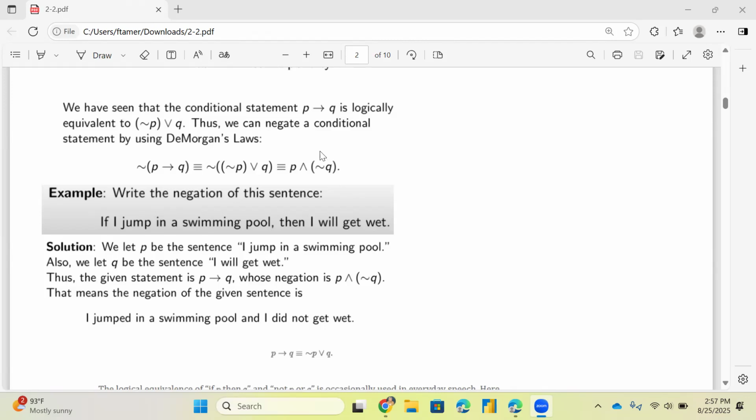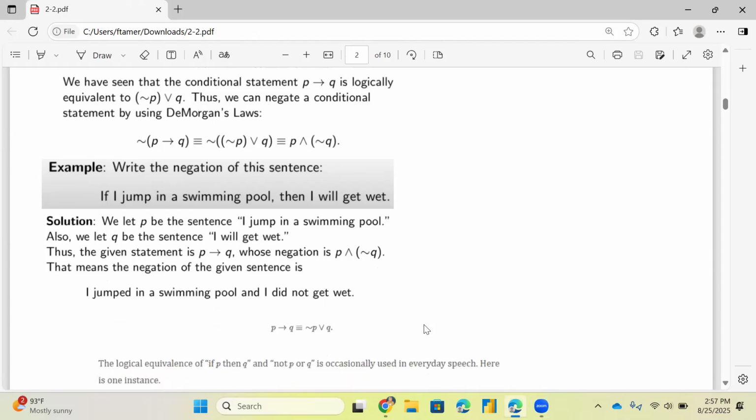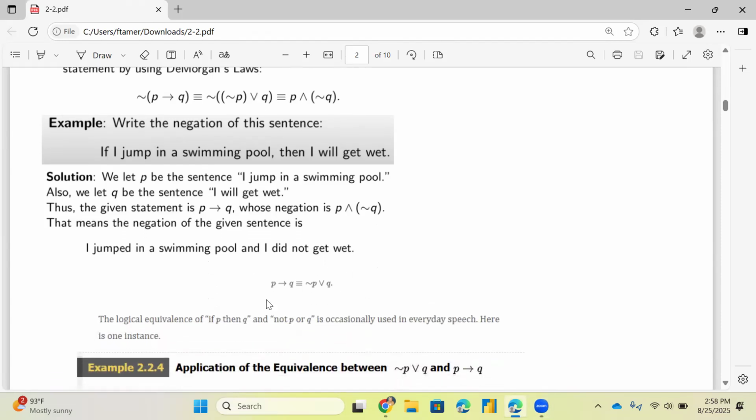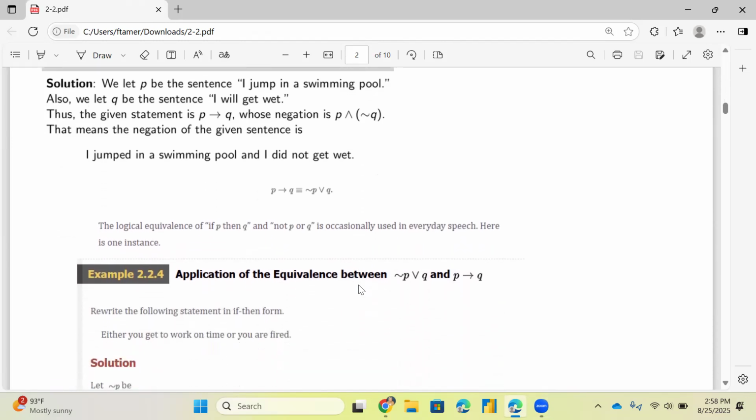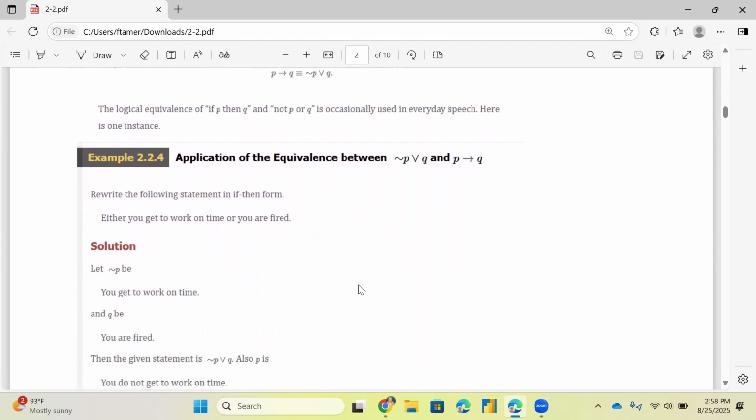So we are going to apply this rule for the negation. The negation will be: I jumped in the swimming pool and I did not get wet. So we change this to an and, and we negate the second part, I did not get wet. Never forget that in discrete math, this is very important to know: if P then Q is logically equivalent to not P or Q, and its negation will be P and not Q. The logical equivalence of if P then Q and not P or Q is occasionally used in everyday speech.